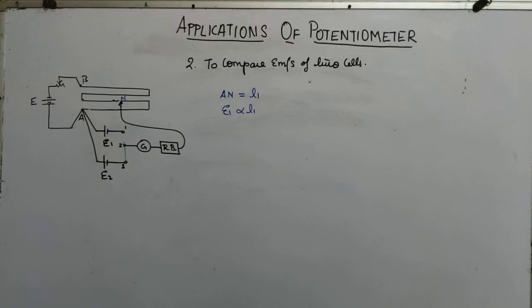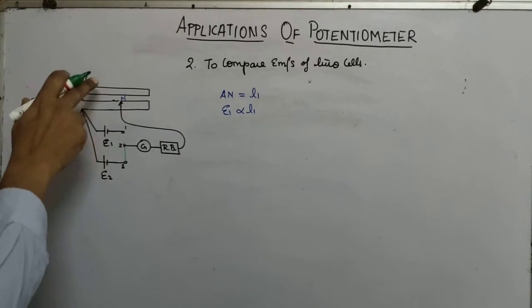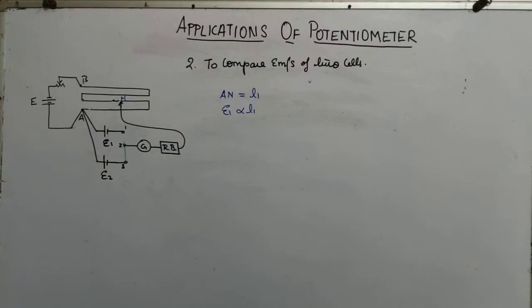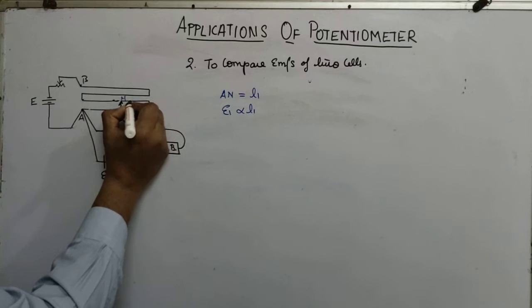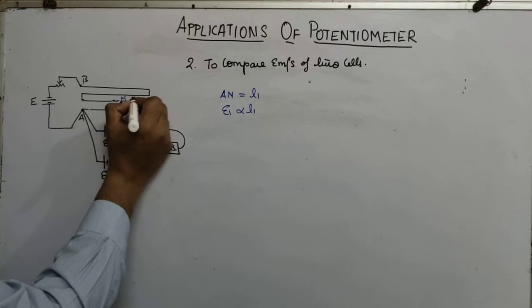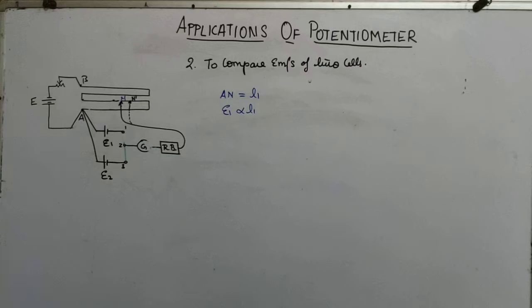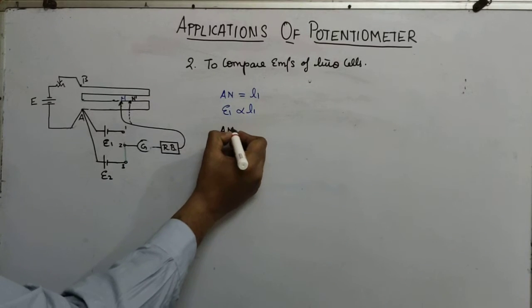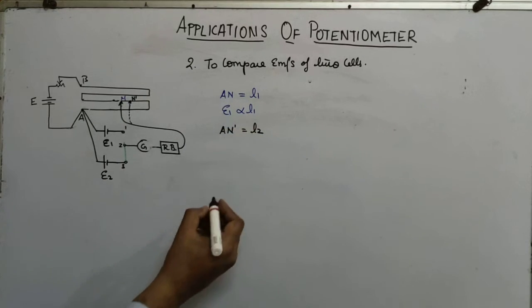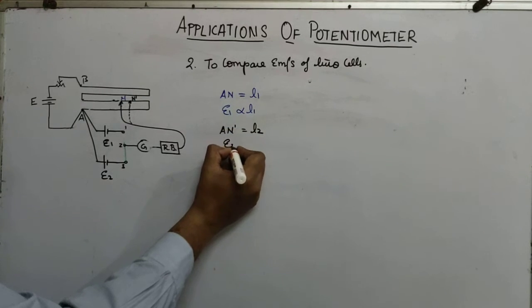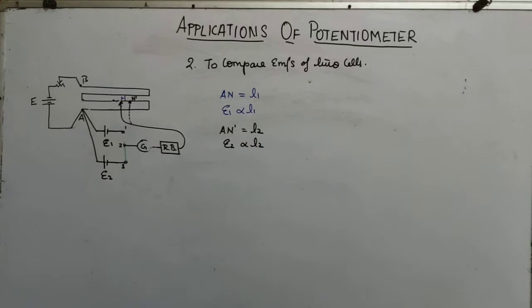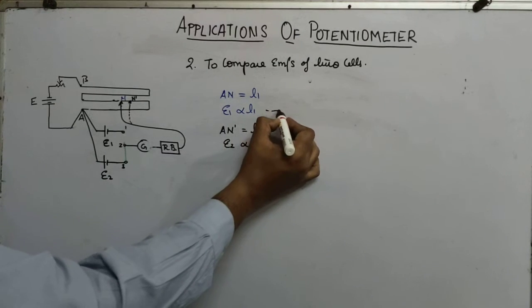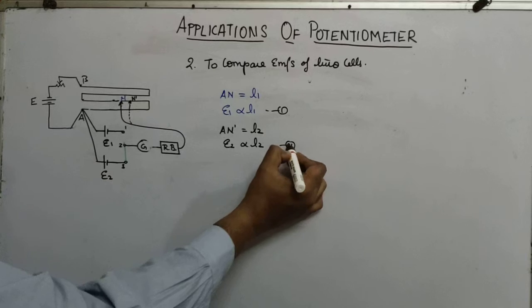Now in this circuit, E2 is connected to the circuit and E1 is out of the circuit. Say for this case we get a balancing length at N dash. N dash is the new null point. Now we can write over here, say this AN dash equals L2. That means E2 is directly proportional to L2. Say this is the second expression.